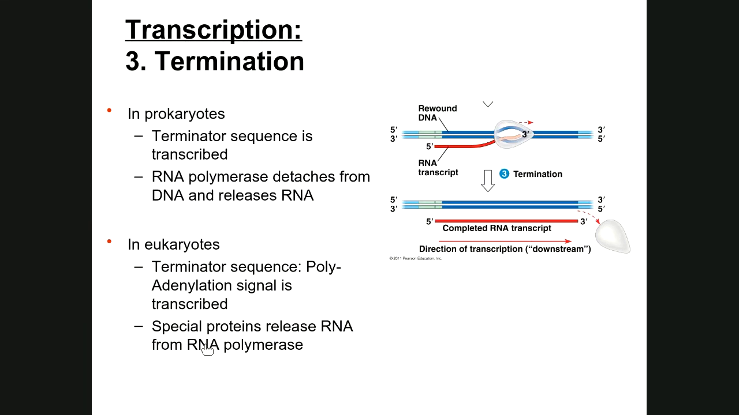Except in eukaryotes, I didn't put it here and I should have. Except in eukaryotes, the RNA that is made is not called mRNA. It's referred to as pre-mRNA. And I'll show you this in a second. I've got it a little bit better written later. So it's pre-mRNA.